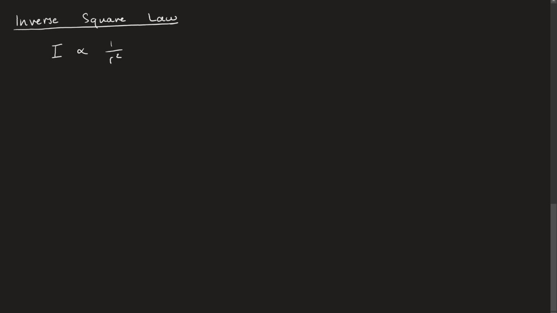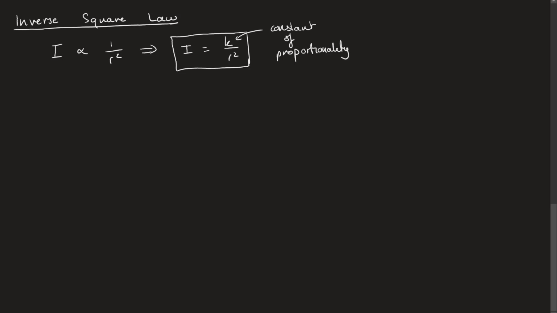actually, let me just say that in your formula sheet, this is written as I is k over r squared. And this k is just some sort of constant of proportionality. So this is just some constant that relates the two. It is not the Boltzmann constant. It is just some value that relates the intensity of that source of radiation to the distance.